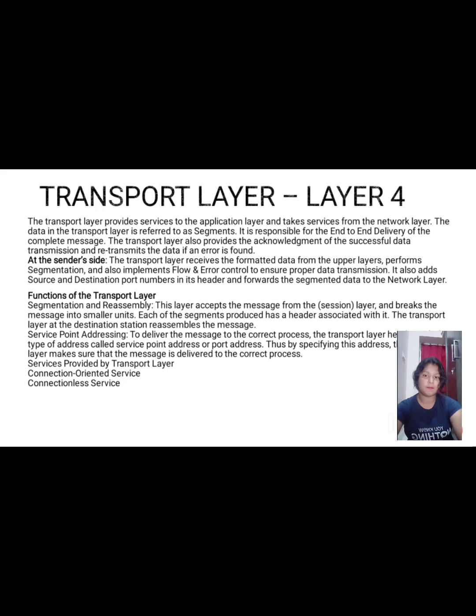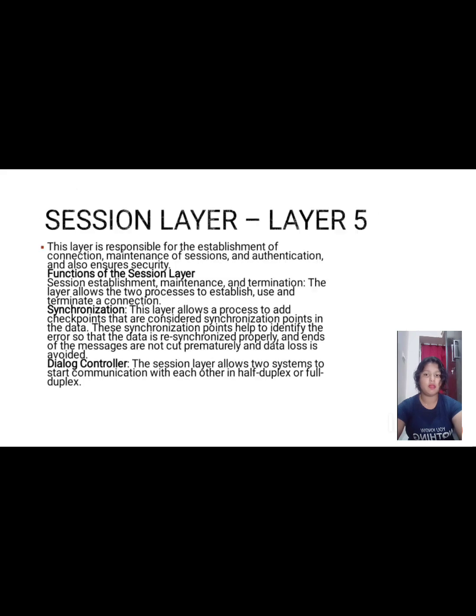In that we have two types of service: connection-oriented service and connectionless service.